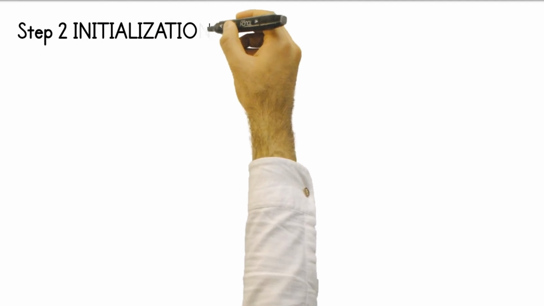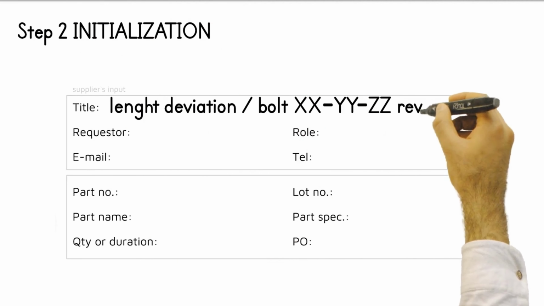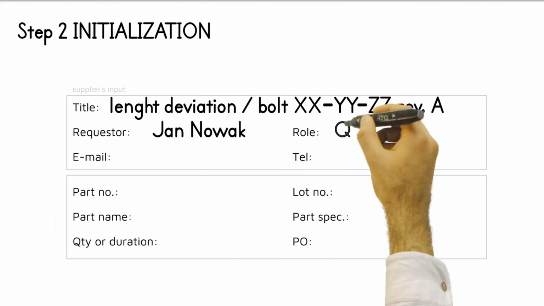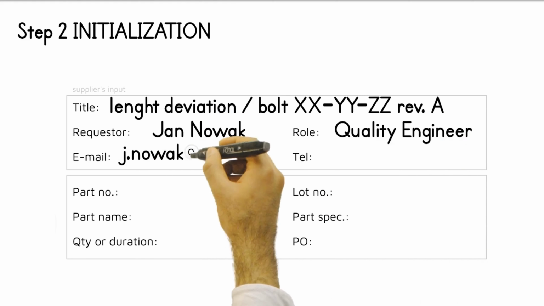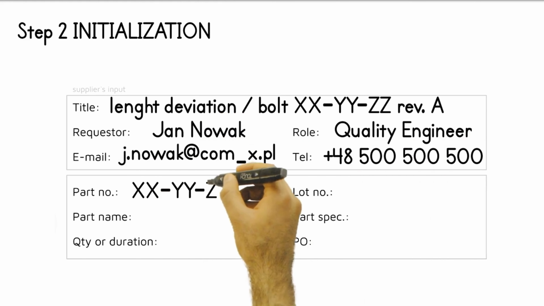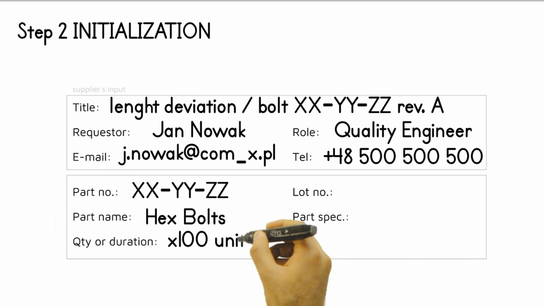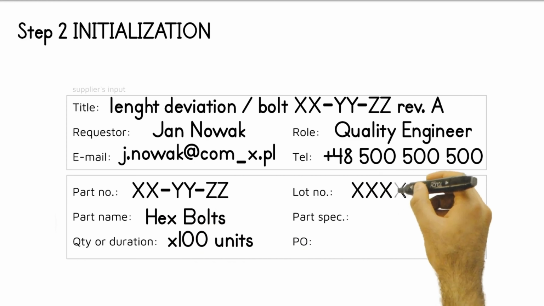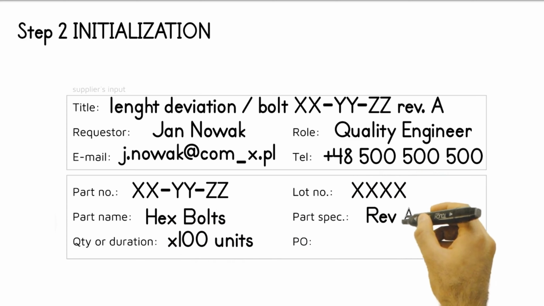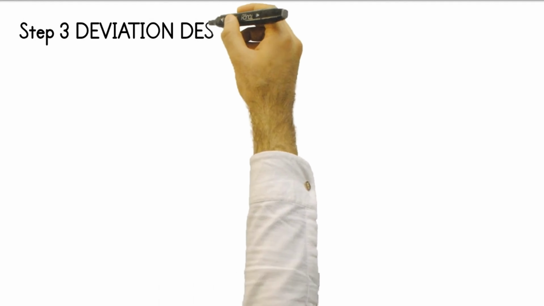Step 2. Initialization. Start filling out the waiver form. Enter the key details like title or document reference, requester data, including name, role, and contact data, affected part details, including part number, part name, quantity or duration for concession, lot number, if applicable, part specification reference, if applicable, and affected purchase order number.